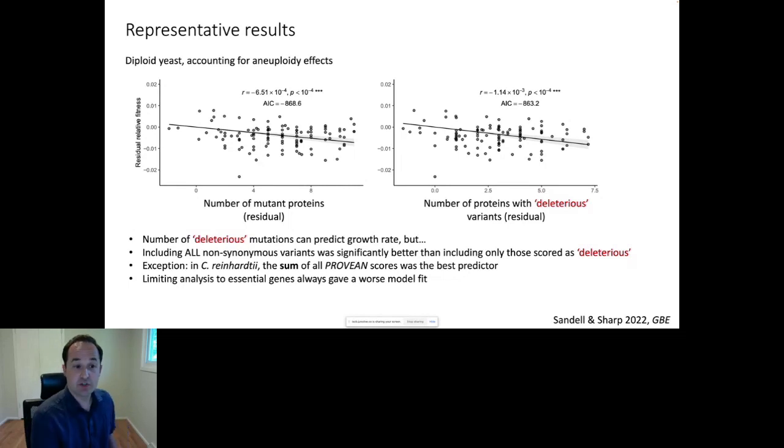There was one exception, which is that in the algae data set, we found that the sum of all Provean scores was the best predictor of fitness. So not the number of variants scored as deleterious, but actually summing up the raw scores for some reason led to the best fit. And when we chose to look at only a, that always gave a worse model fit. So that wasn't particularly helpful in this case.